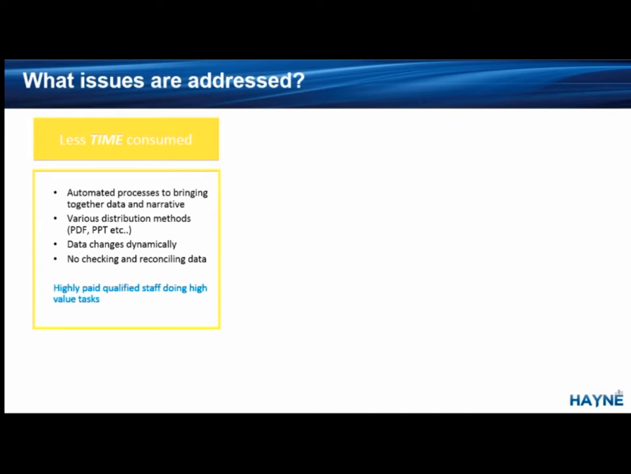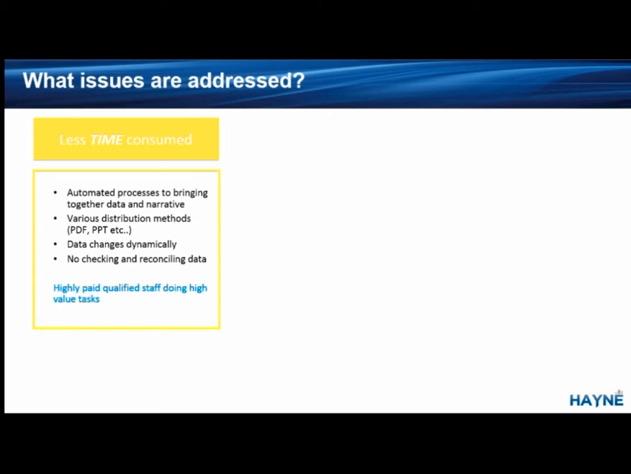So what are the issues we've addressed? So, less time consumed. We're now automating those processes to bring together data and narrative, cutting out those manual processes of rekeying and putting data into spreadsheets. We've increased the number of distribution methods, so we're now including iXBRL, output into Excel, output into Word. And most importantly, all of those data changes in the underlying ERP and underlying data sources are dynamically refreshing as the report generates. With that checking capability within the application, we've also no need to check and reconcile data, because those reconcile checks are showing up as we generate the report.